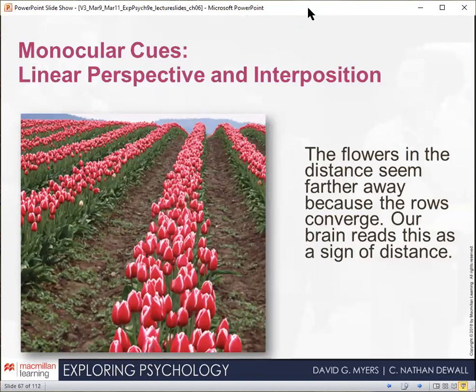This is also one that you are probably familiar with as well. This is linear perspective and interposition. Okay, so the flowers in the distance seem further away because the rows converge. You probably remember all the way back to kindergarten, or at least first or second grade, when you were drawing for class and you got your crayon and you drew these two lines, but the two lines were not totally parallel. They seemed to get closer and closer the further you drew onto the page.